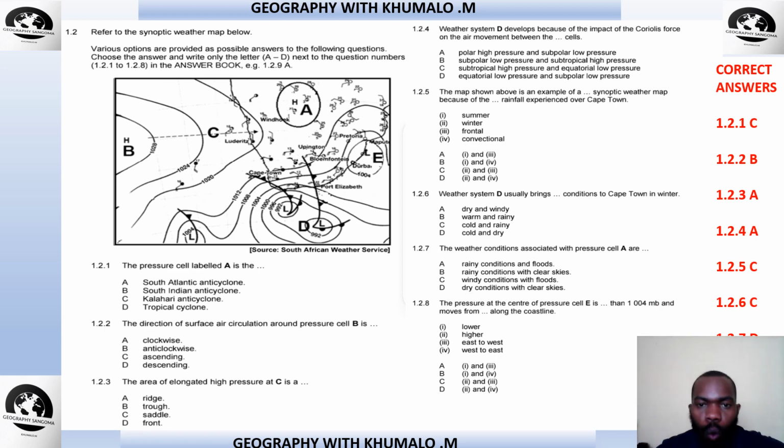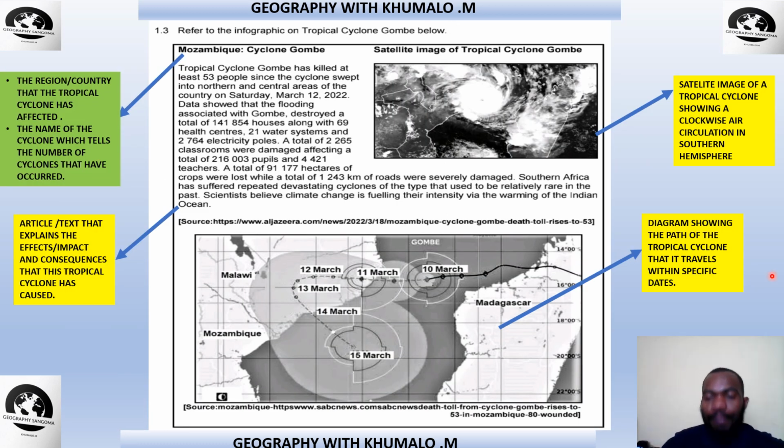Then we move to question 1.3. Now, in question 1.3, grade 12, I want you to pay attention to different things that I'm going to show you here. I know that in previous question papers back to 2018, 2017, most of them don't have infographics. So they have introduced what is called an infographic. An infographic is where you get different sources which you are going to interpret to answer questions that follow.